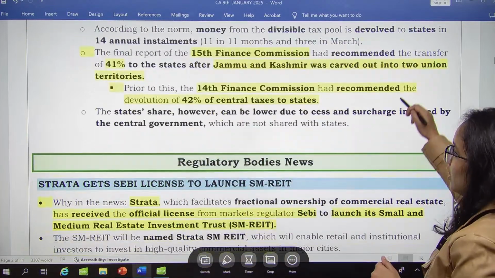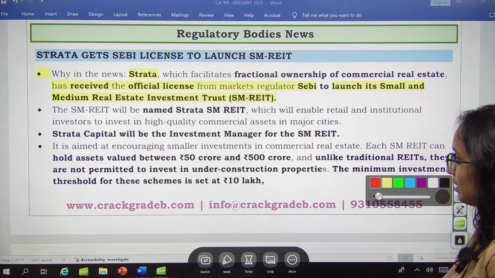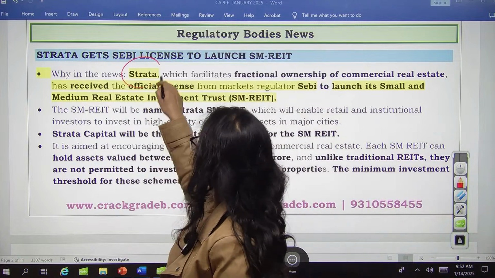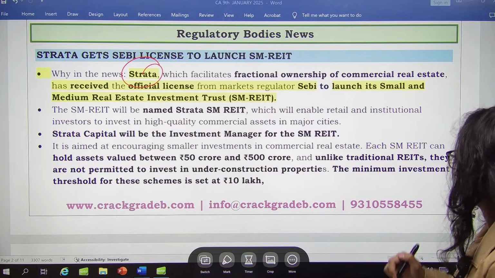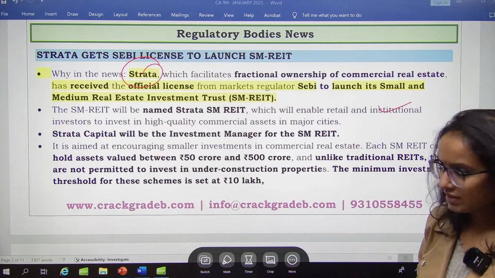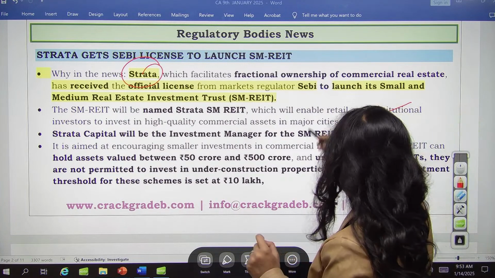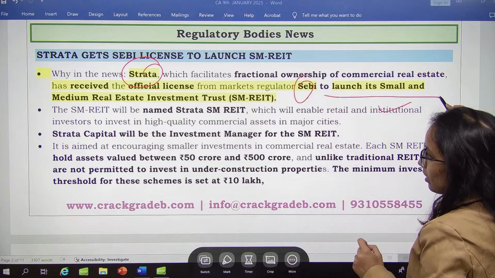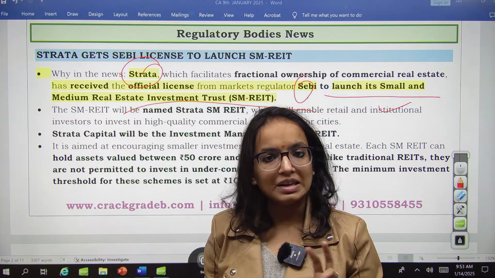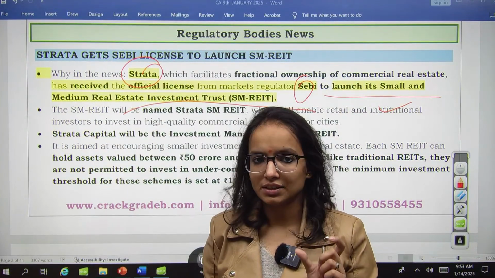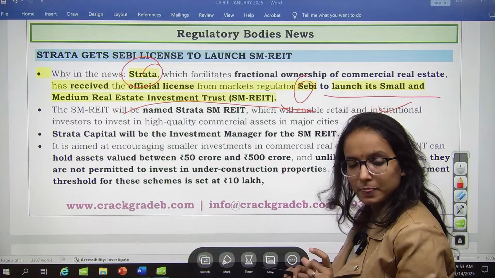Now moving on to regulatory bodies news. Regulatory bodies news में Strata. What is Strata? So basically, this is commercial real estate में invest करता है this firm Strata. Strata has received official license from SEBI for what? To launch its small and medium real estate investment trust. Strata has recently received license from SEBI to launch a REIT, right? Real estate investment trust, small and medium.